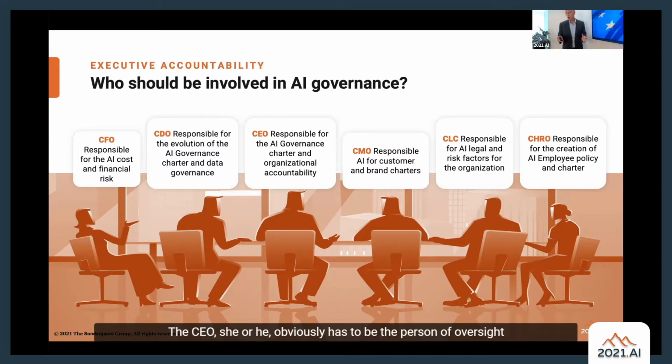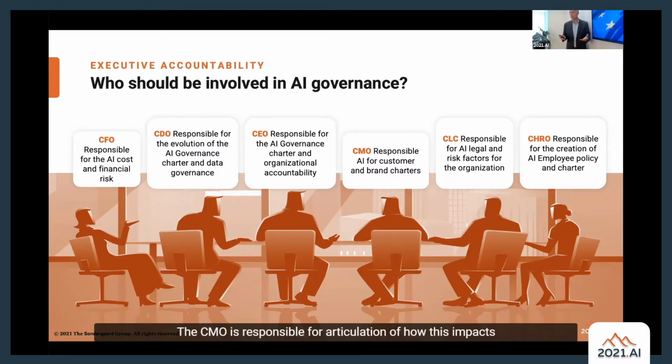The CEO, she or he, obviously has to be the person of oversight, accountable in private organizations to the board and in public organizations to politicians in terms of setting the overall organizational accountability, but of course also looking at this positively, how in fact this can drive innovation and therefore revenue growth for the organization.